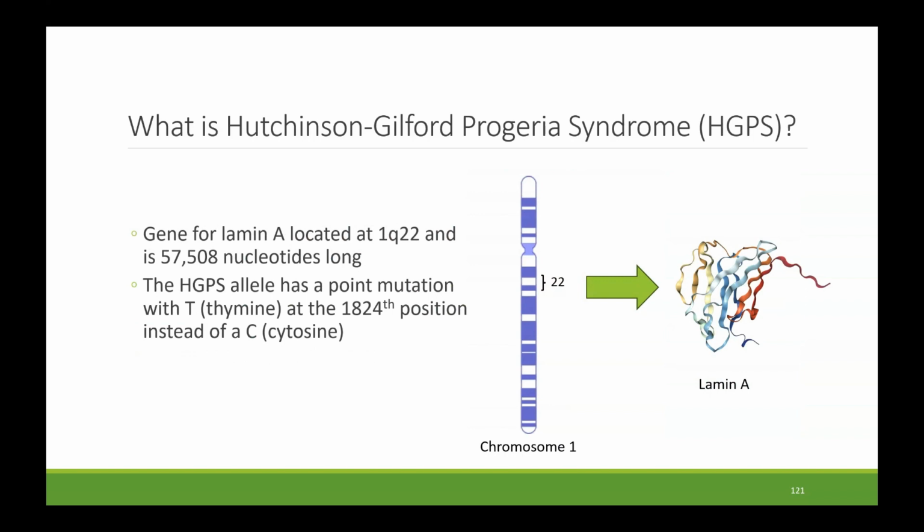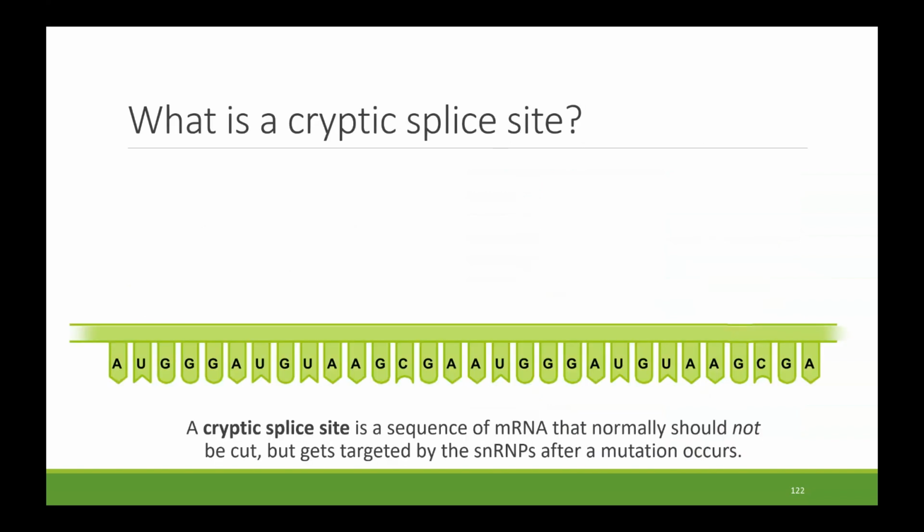And you may be asking yourself, what's the effect? Is it a missense mutation? Is it a nonsense mutation? And in this case, it is neither. This mutation never even makes it to the ribosome because it creates what's called a cryptic splice site within an exon of the gene. A cryptic splice site is a sequence of mRNA that normally should not be cut. It should remain intact, but a mutation causes it to become targeted by the SNRPs.